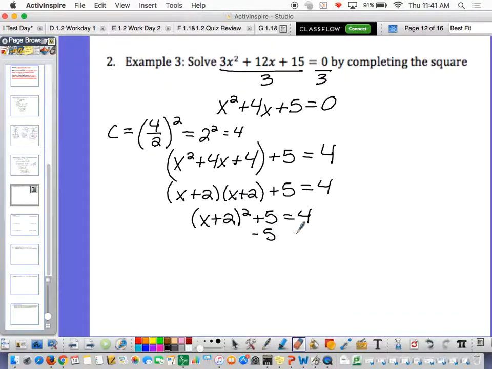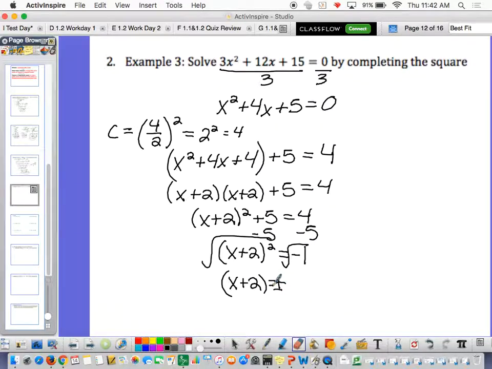Start getting things away from x. Subtract 5, subtract 5. So x plus 2 squared equals negative 1. Some of you might see where this is going. Now we need to square root. So we square root, square root. So we've got x plus 2 is equal to plus or minus the square root of negative 1, which is i. Oh yeah, they're coming back. Oh boy. Okay. And so now we subtract 2, subtract 2.